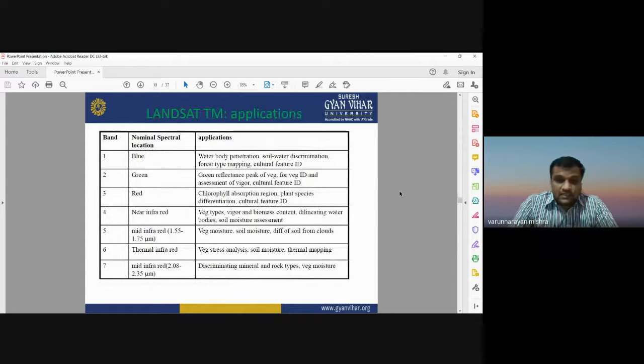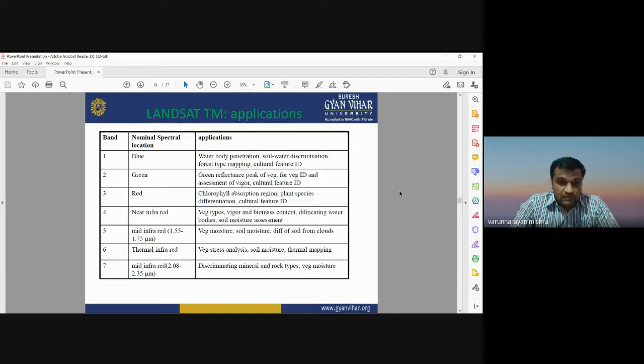These are some of the applications of different spectral bands used in the Landsat TM sensor. The blue band is very useful for water body penetration and soil-water discrimination. The green band is very useful for identifying the reflectance peak of vegetation, used for the assessment of vigor. The red band is very useful for identifying chlorophyll concentration and plant species. The near infrared band can be used for discrimination of vegetation types, vigor, and biomass content, and delineating water bodies.